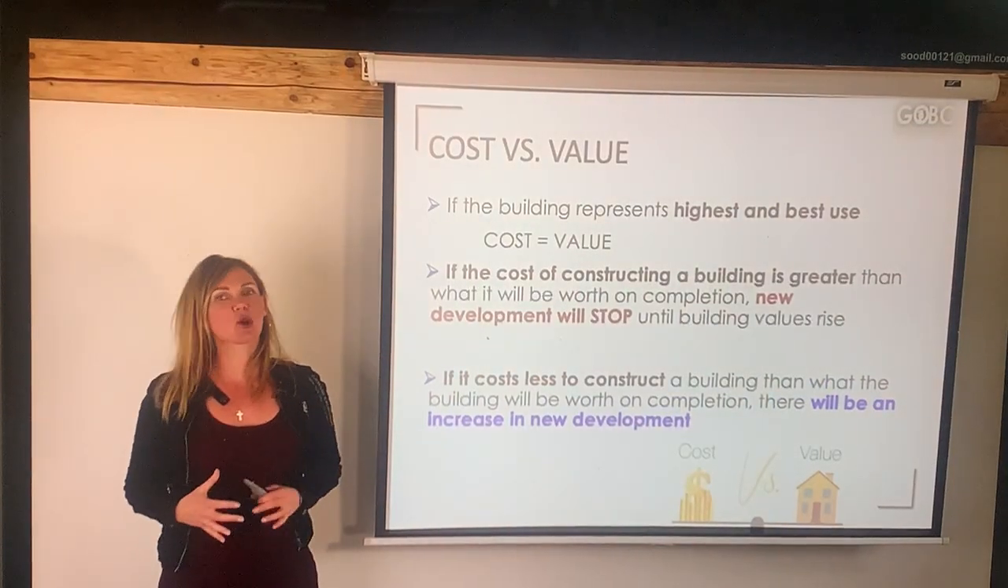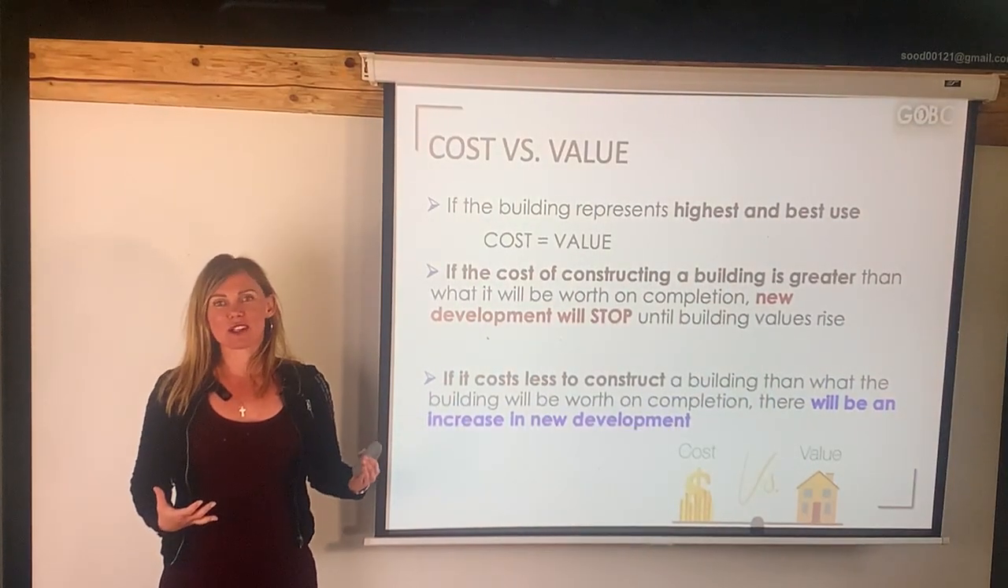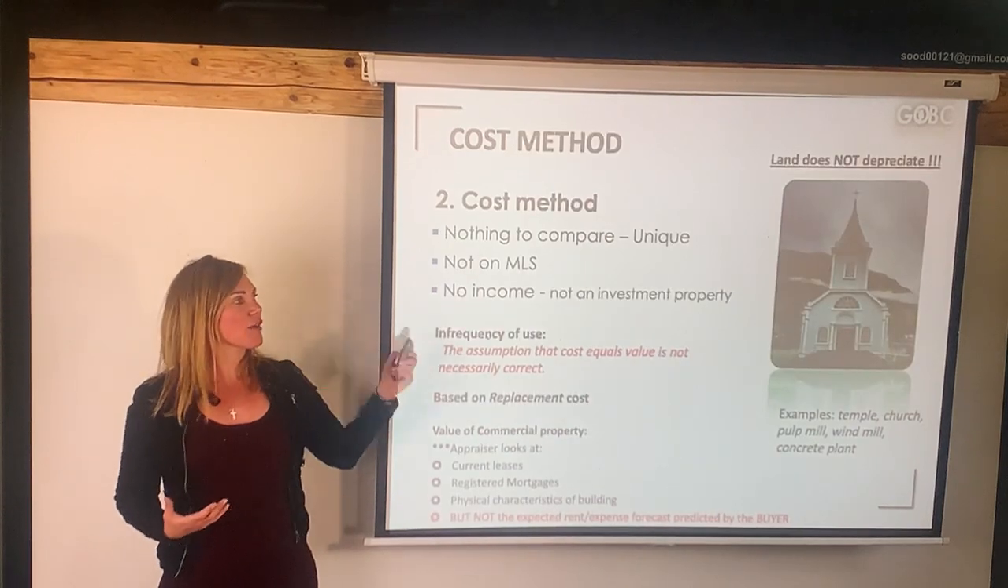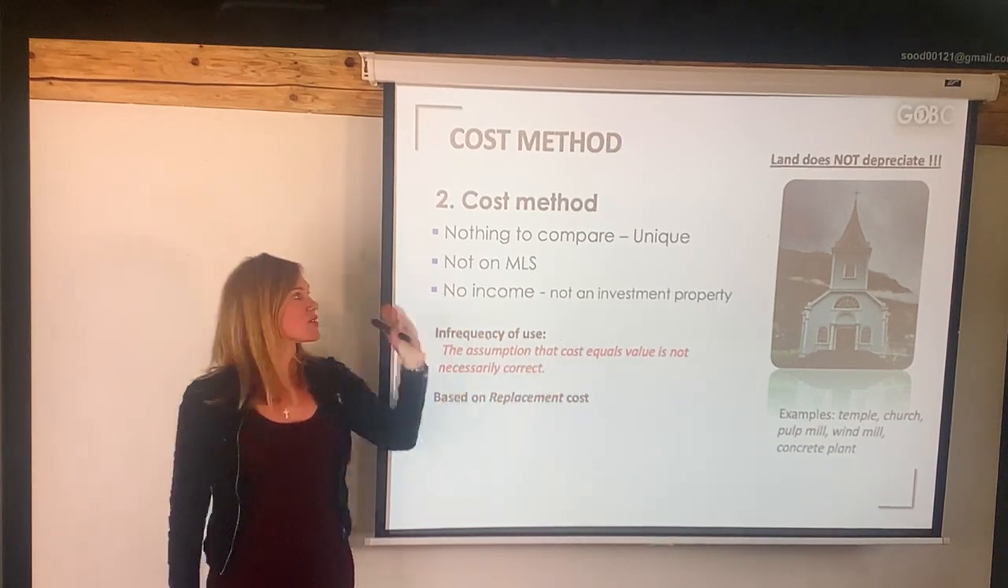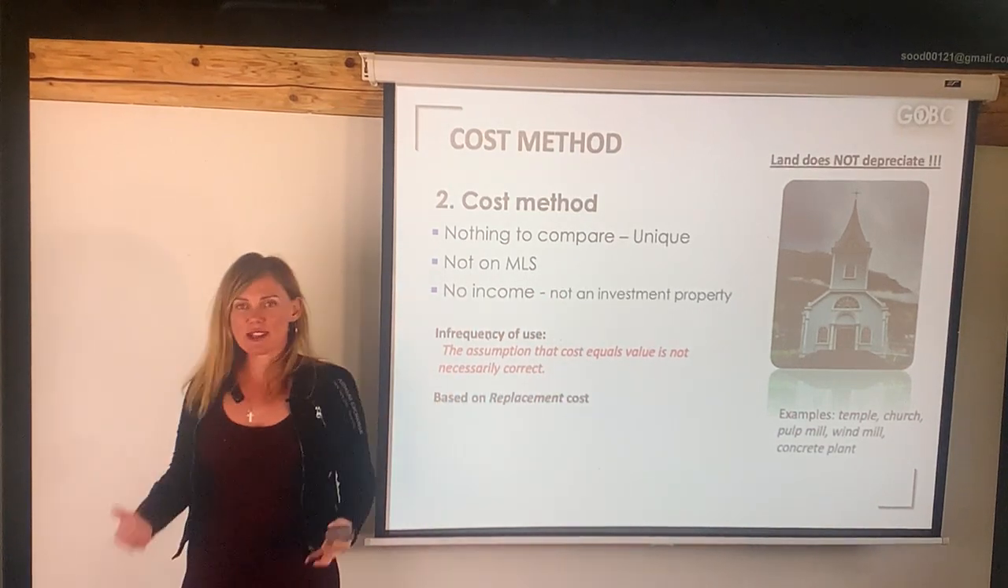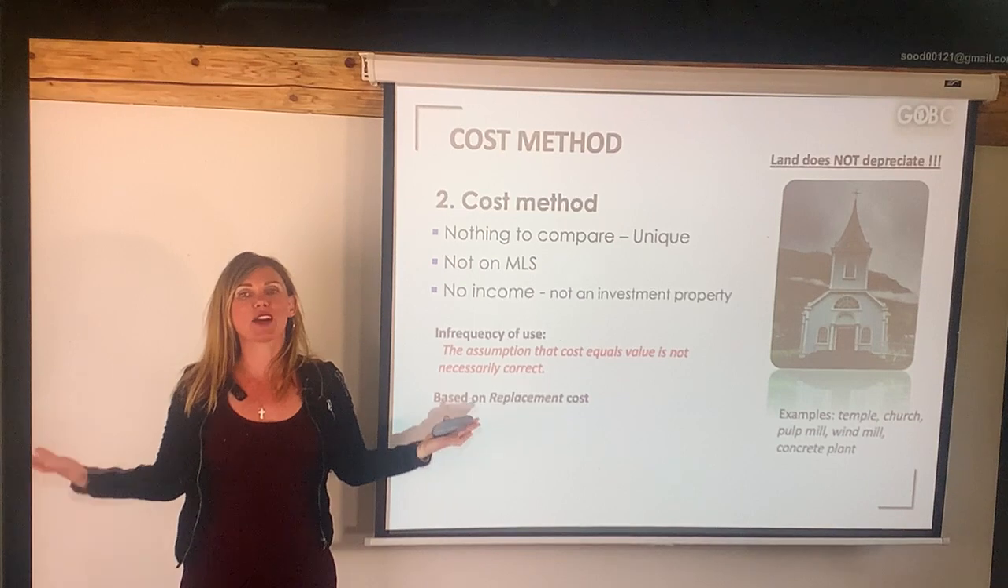So now we're going to be talking about the second method that we're going to be using in math for. That's your cost method. Now, remember what cost stands for? Something that is unique, something that you have nothing to compare to, right? Like a church, like a temple, like the mill, the concrete plant, right? So all the things that is not an MLS, it's not an income producing property, it's not an investment property, it's something just unique, and you need to figure out how much you will sell it for.